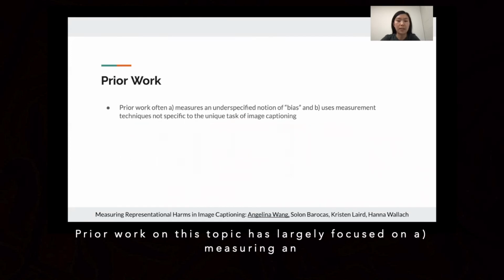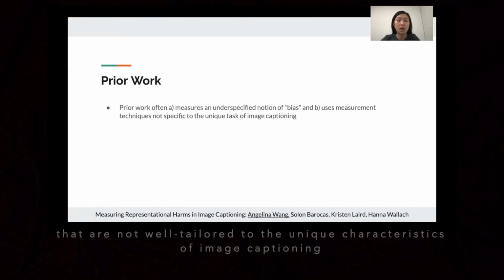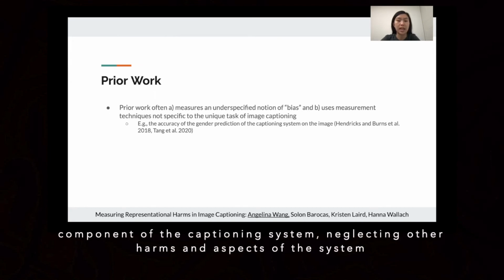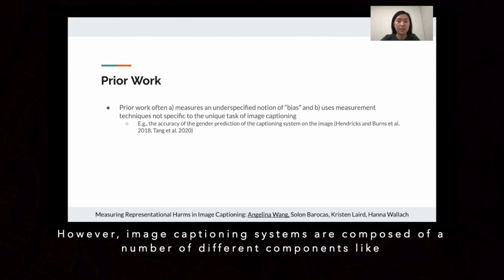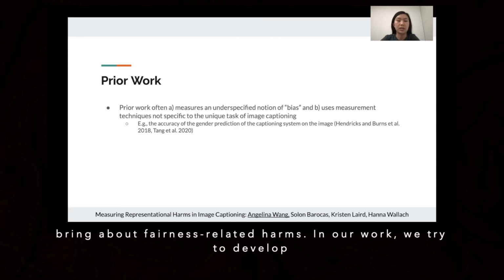Prior work on this topic has largely focused on A, measuring an underspecified notion of bias, as well as B, using measurement techniques that are not well tailored to the unique characteristics of image captioning. For example, a number of works focus on the accuracy of the gender prediction component of the captioning system, neglecting other harms and aspects of the system. However, image captioning systems are composed of a number of different components, like the computer vision and natural language model, that can each individually and collectively bring about fairness-related harms.